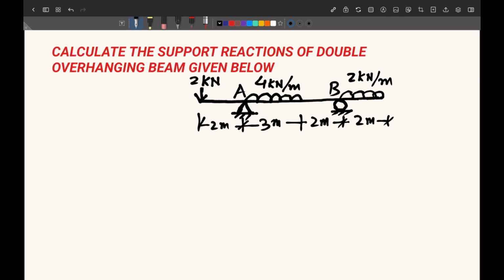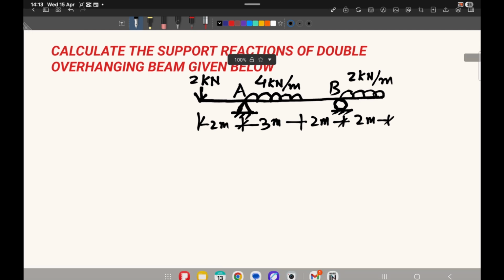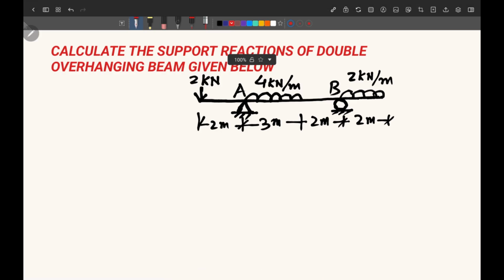So first of all, we will define how many reactions are possible, because in this case there is no horizontal force, so there will be no question of horizontal reaction. We will see only vertical reactions in this case, and there will be one vertical reaction at A, one vertical reaction at B. So we will have two reactions here. We can show these reactions here, one reaction VA and one vertical reaction VB. So VA and VB are the two vertical reactions in this case.